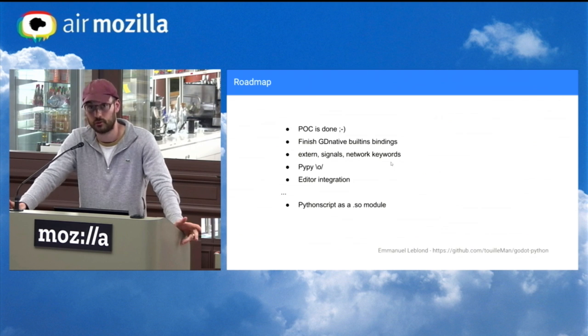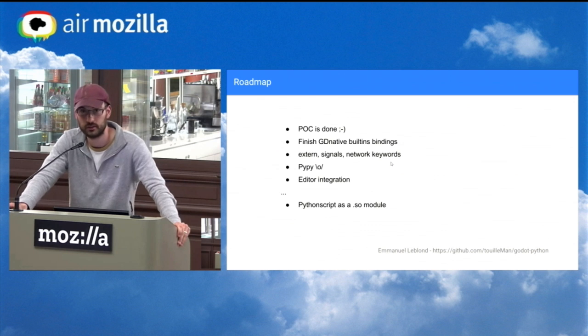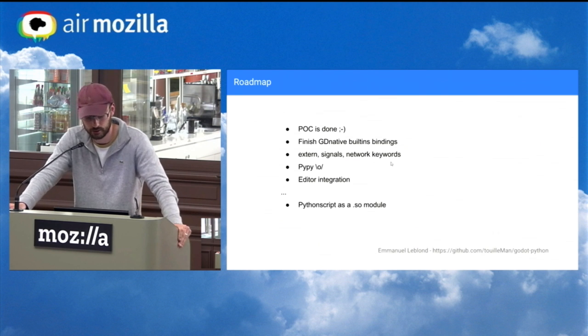The only trouble right now is GDNative, which is the root that the Python script is built on, is not done yet. There are plenty of built-ins which need to be finished. So this is what I'm working on right now. And there are some small things left, like the signal and network stuff, which are not done, but I think they're not big things.